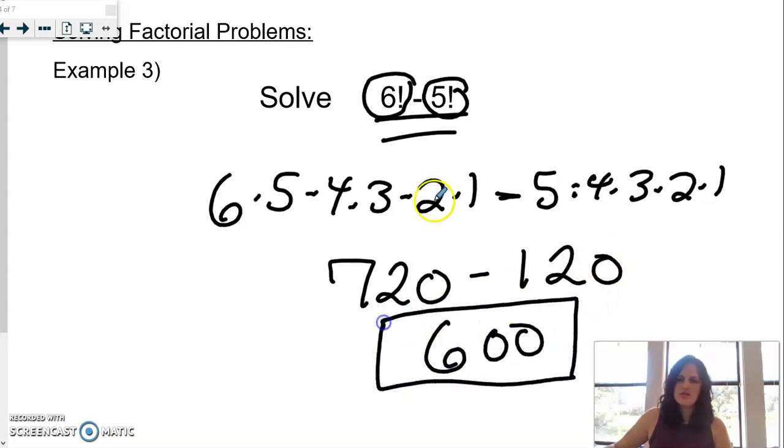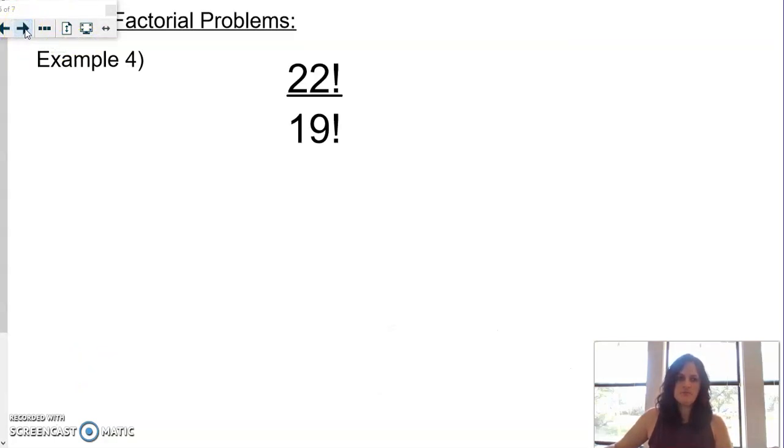You can see there's not really a shortcut for doing this. It's not like 6 factorial minus 5 factorial is just 6 or anything else. You have to actually multiply them out separately and then do the subtraction, just like any other PEMDAS or order of operations problem.